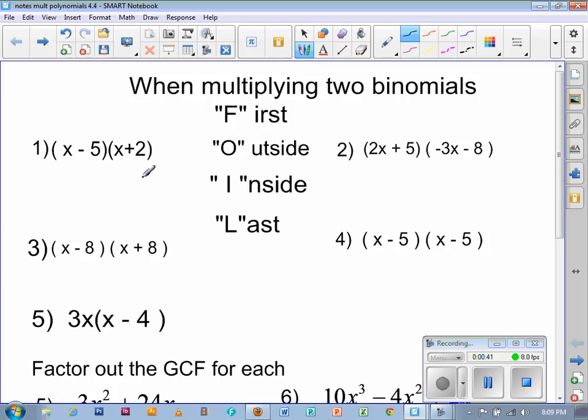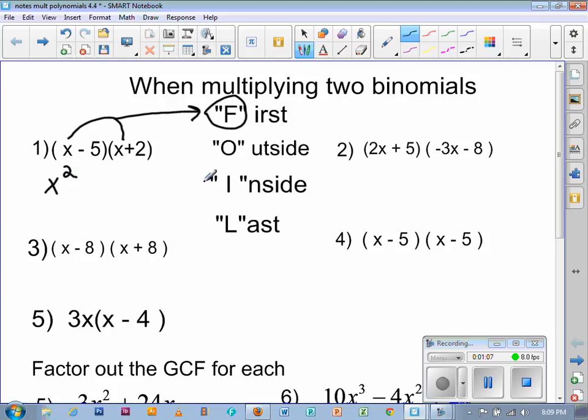Now the acronym FOIL was used strictly to help us keep straight of what terms to multiply because there's quite a few of them. For example, in this one, you'll notice you always start with F. So we'll start with F here. And that means the first terms. So the F stands for the first terms of our binomials. We're going to multiply them, x times x, which is x squared. So we'll put that as x squared.